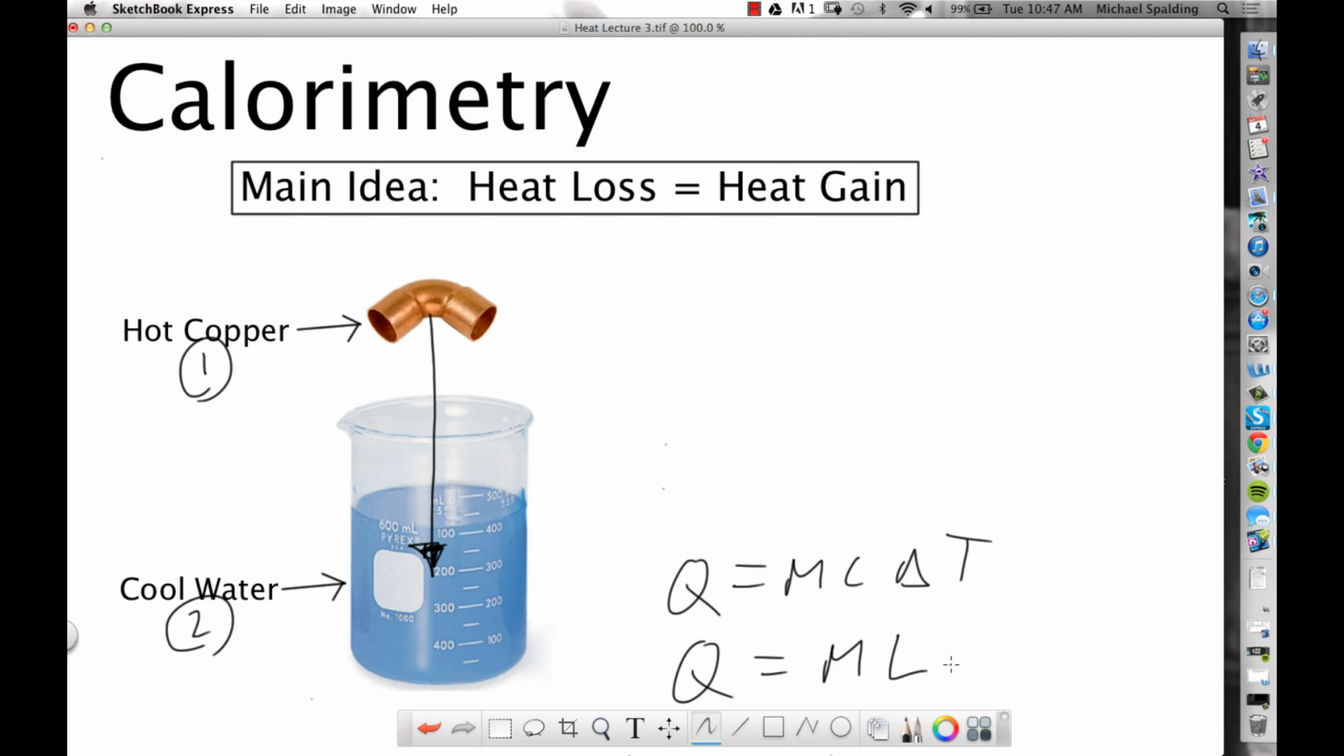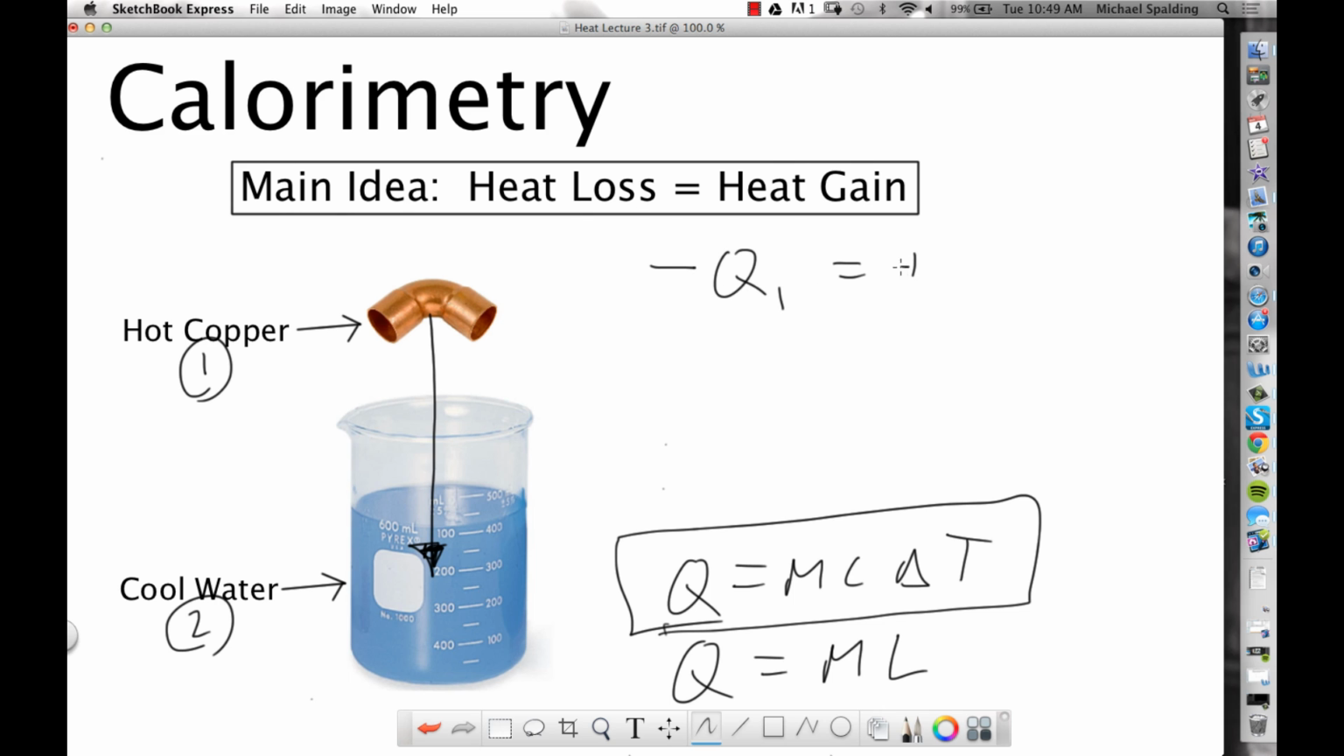Now, in this situation, let's say there's no phase change. The hot copper goes into the cool water, the copper cools, the water warms, no phase change. So which equation would we be working with if there's no phase change? The first one. So we go like this. The heat loss equals heat gain. Negative Q1 equals positive Q2. So the negative just indicates what? Heat loss. The copper loses heat, the water gains heat.